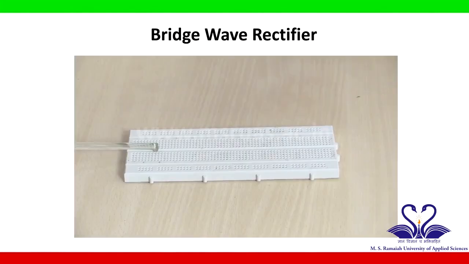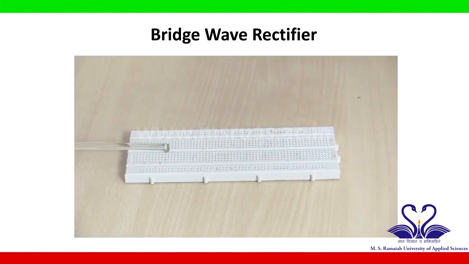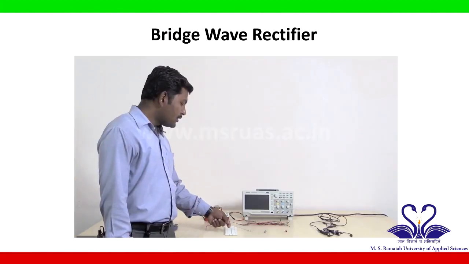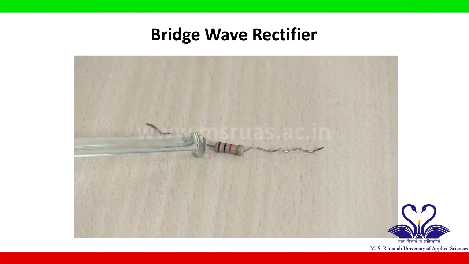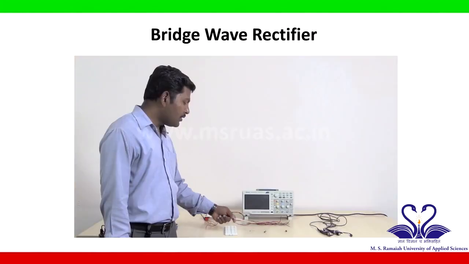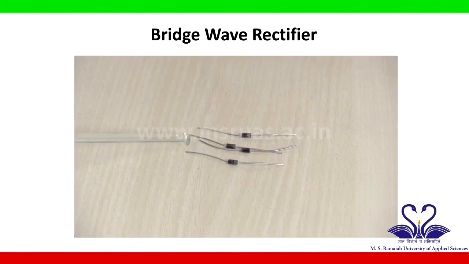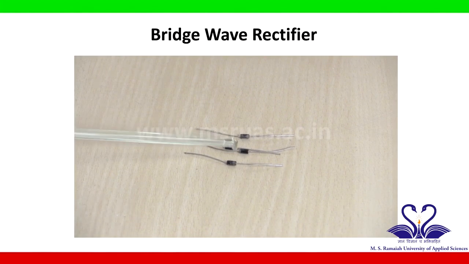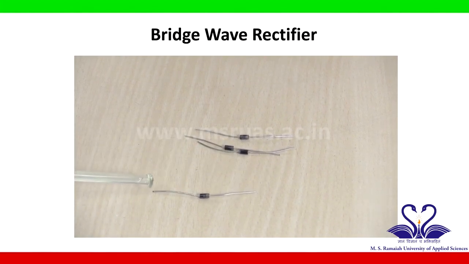Breadboard. This is a breadboard. It is used to connect the circuit components of the bridge wave rectifier. Resistor. This is the 1 kilo ohm resistor having a color code of brown, black, red. 4 diodes. These are all the 1N4002 diodes, which have 2 terminals. One is called P, the other is called N.